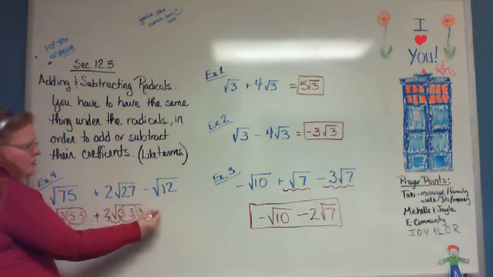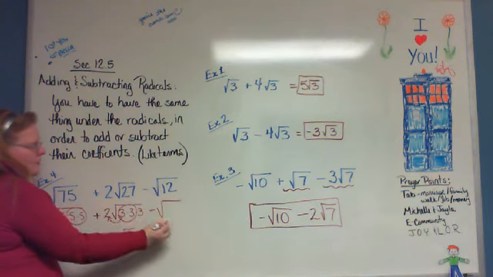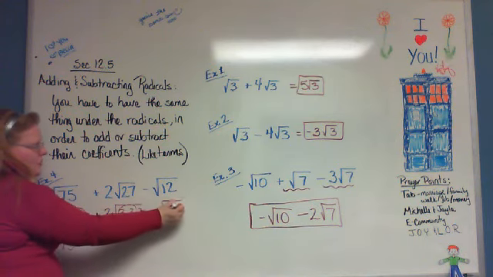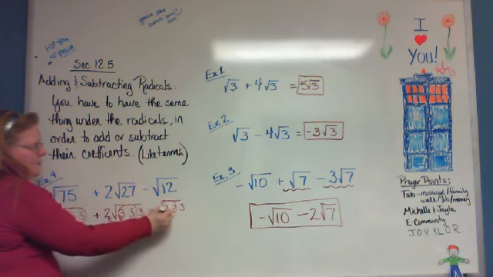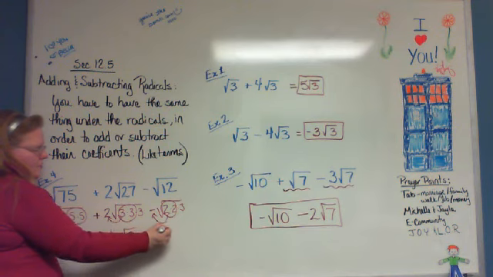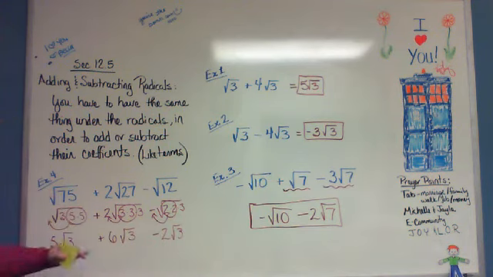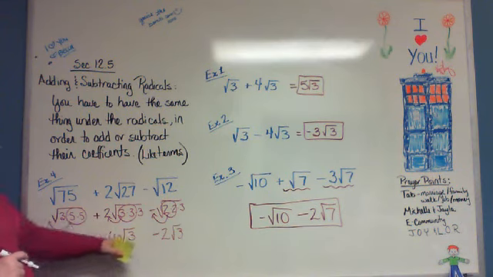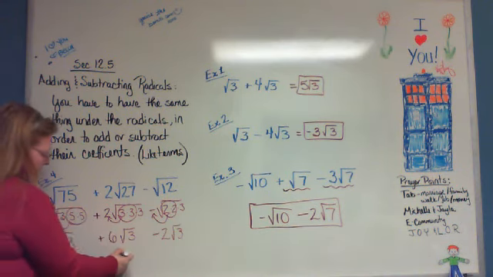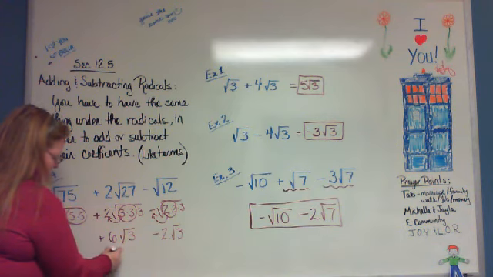And here, we have 2 times 2 times 3. 2 on the inside make 1 on the outside. So that's minus 2 square roots of 3. Now, they are like terms. So now, you have to go ahead and combine them. 5 plus 6 is 11, minus 2 is 9 square roots of 3.